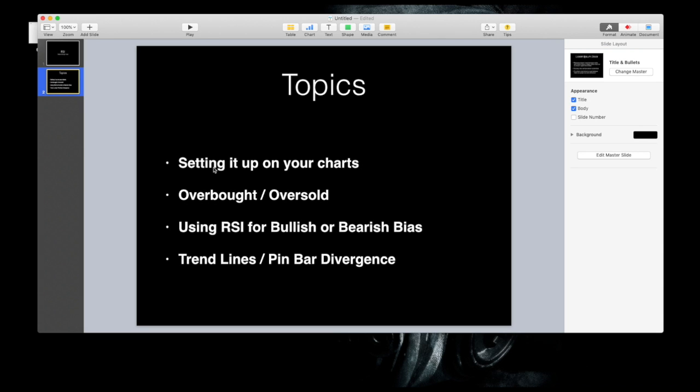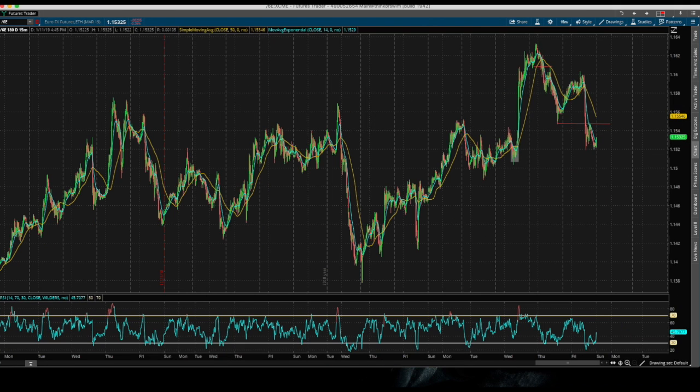So these are the topics we're going to go over. First, we're going to get you guys setting it up on your charts, so we're going to configure it the right way. We're going to go over overbought and oversold conditions, and how to trade when it's overbought or oversold, using RSI for bullish or bearish bias. So I'm going to teach you guys how to get a bias based off the RSI, and then lastly, trend lines and pin bar divergence. We're going to dive into the charts, and we'll see examples of what I mean by that. So these are the 4 topics we're going to be discussing about RSI. I'll try to make this video quick for you guys, and let's dive right in.